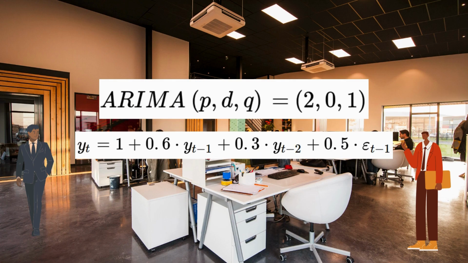We use linear regression to find the equation for the ARIMA(2,0,1) model. The equation comes out as y_t = 1 + 0.6 y_{t-1} + 0.3 y_{t-2} + 0.5 epsilon_{t-1}. Here y_t is the prediction for the current time step, y_{t-1} and y_{t-2} are the lagged values, and epsilon_{t-1} is the error term for the previous time step.